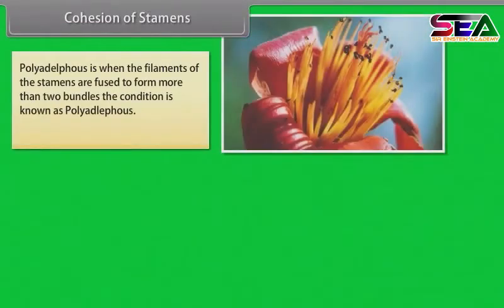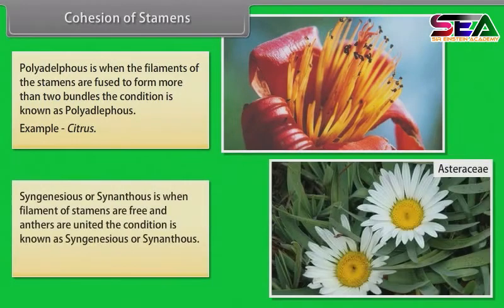Polyadelphous is when the filaments of the stamens are fused to form more than 2 bundles. Example, citrus. Syngenesious or synantherous is when the filaments of stamens are free and the anthers are united. Example, Asteraceae.